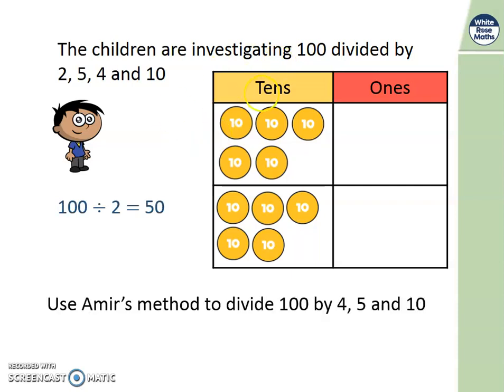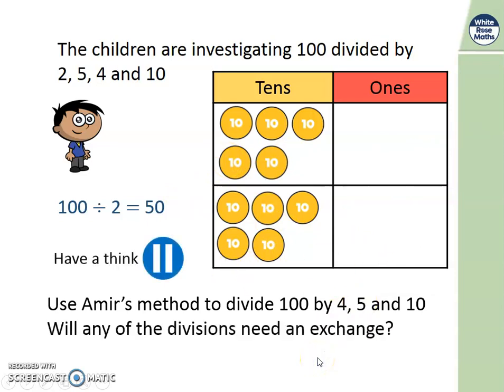Use Amir's method using the place value chart and counters, which you can do by drawing, to divide the 100 into 4, so you'd need 4 rows, 5, you'd need 5 rows, and 10, you'd need 10 of these rows. Have a think whether you might need to exchange some coins for 10 ones.